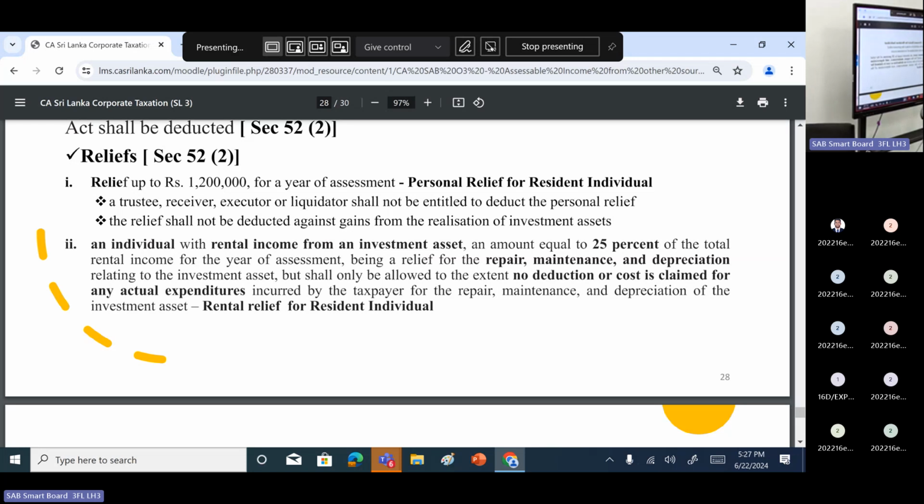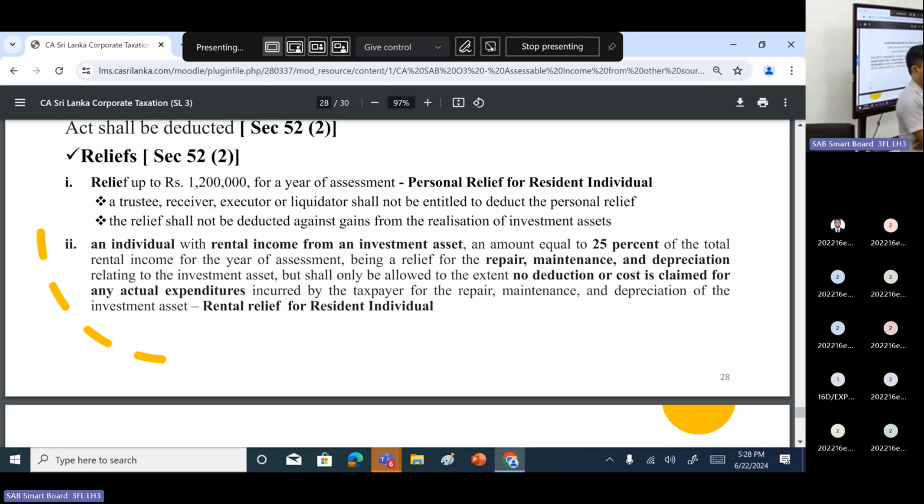It doesn't say directly what amount you should deduct. It says no deduction of cost is claimed, any actual expenditure. If that is the case, you can get this 25% relief. That's how it is stated. That means if he is claiming actual expenditure, he cannot claim the 25% relief.